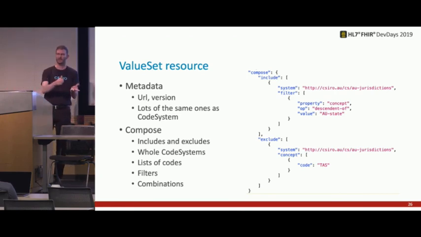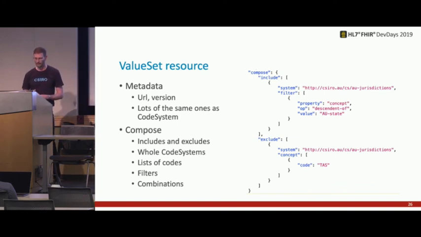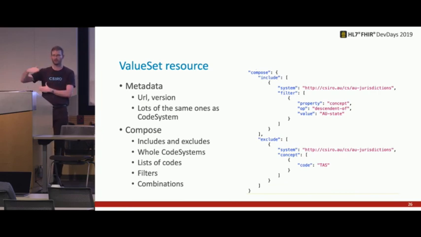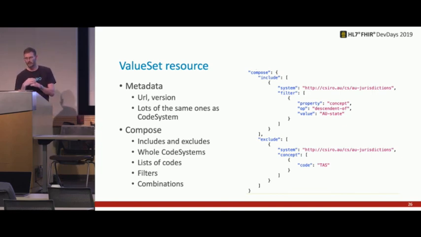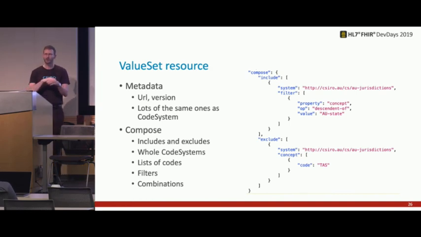Within an include or an exclude, you can either specify a whole code system just by specifying the URL and or the version of the code system, or you can give a URL and a version for the code system and then a list of concepts, or you can define some filters. So you can say something like property equals AU state or neighbour equals Western Australia, so you just find the states that border Western Australia. Or you can combine these things. And actually there's another one I haven't included there. You can include some other value set. So you can say include anything that's in this other value set.